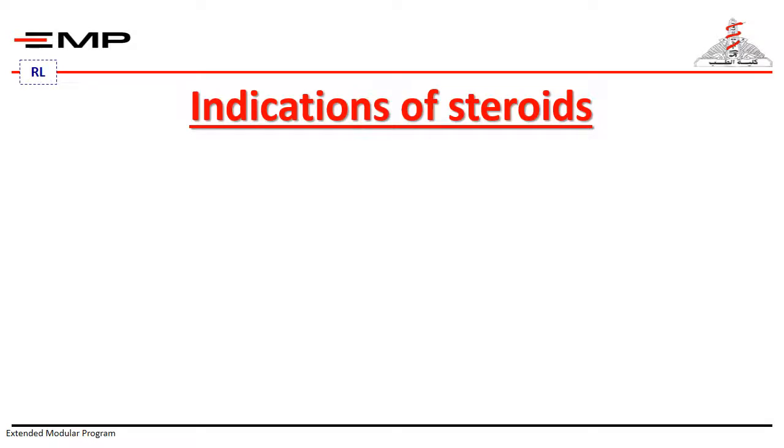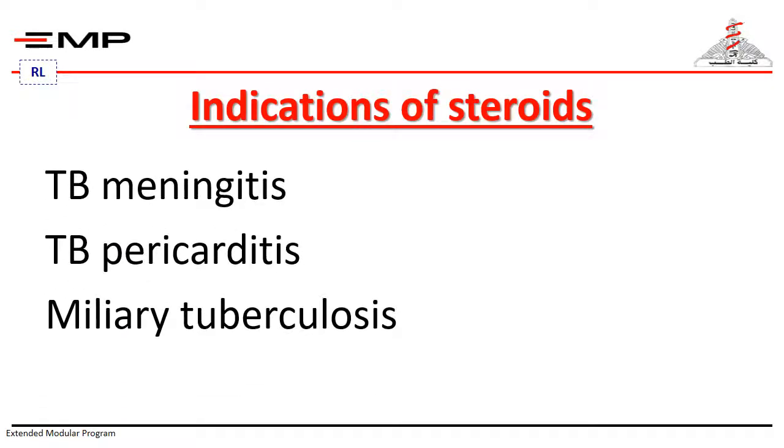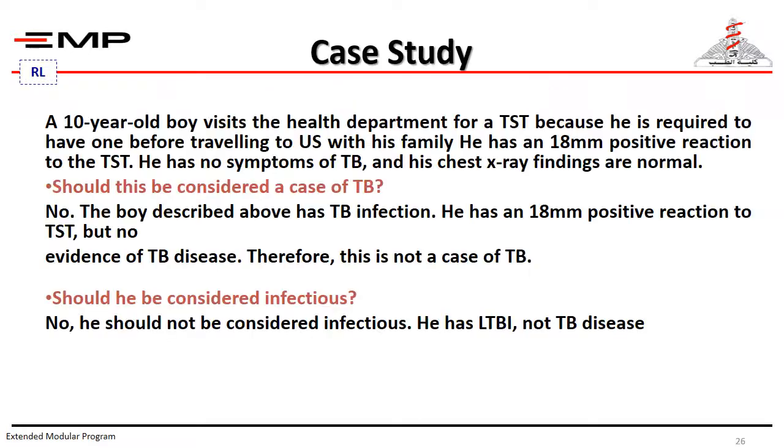What about other drugs used in treatment? We have to use steroids in special situations: if we have TB meningitis, if we have TB pericarditis, if we have miliary tuberculosis.